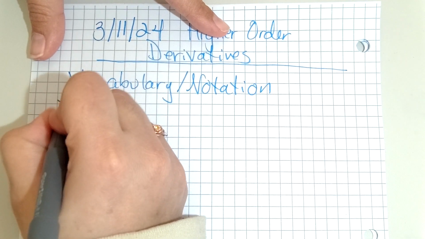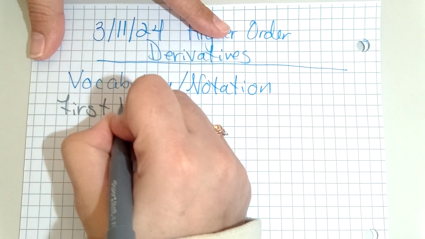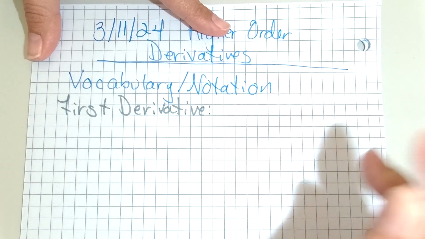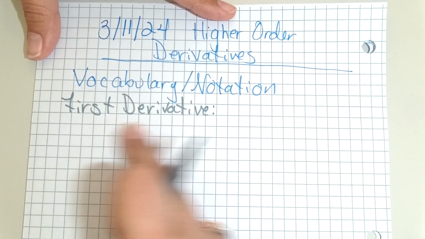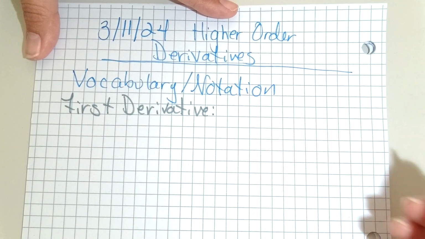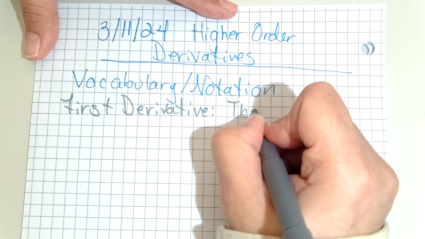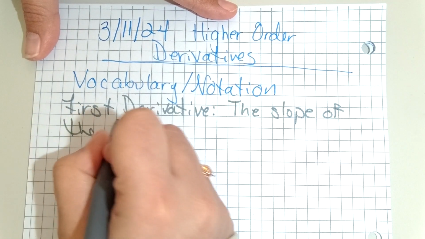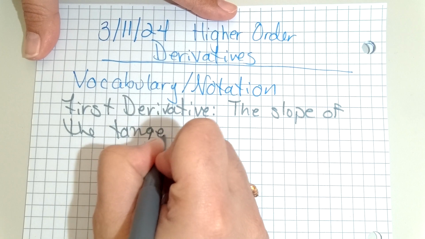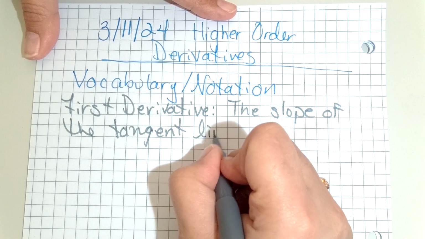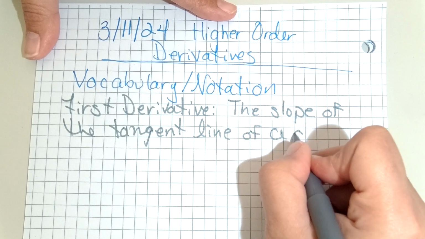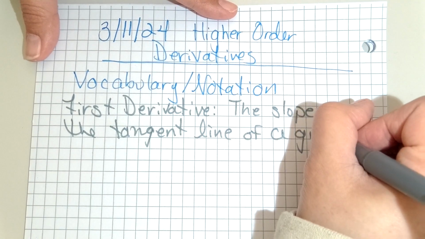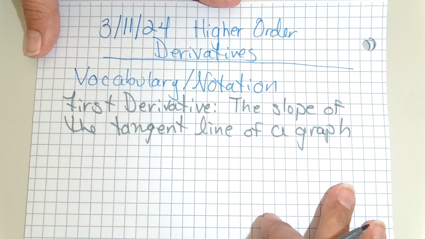So what we've been working on only is the first derivative. Maite, this is not in the PowerPoint, so you're going to have to write this one down, okay? The first derivative is the slope of the tangent line of a function or graph, okay? We will need to remember this in the next couple of weeks because it matters.